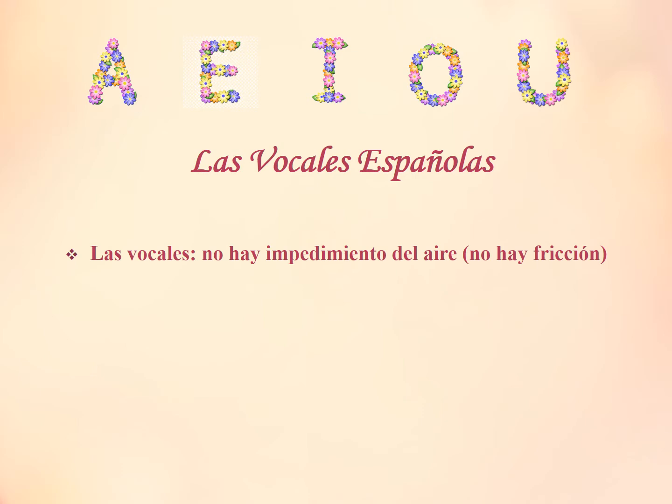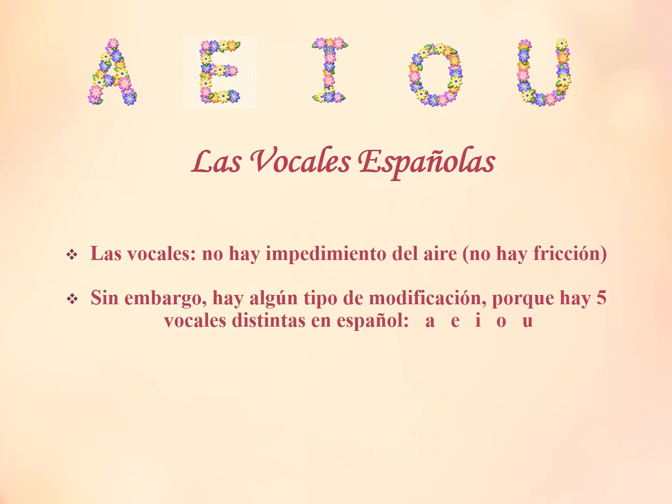Empezamos con la definición de vocal. En una vocal no hay impedimento del aire, no hay fricción. En las consonantes tenemos mucho impedimento. Por ejemplo, tenemos sonidos oclusivos cuando el aire para completamente, o tenemos sonidos africados, la combinación de un sonido oclusivo y un sonido fricativo. Pero en las vocales, más o menos, el aire sale de la boca libremente, sin fricción.